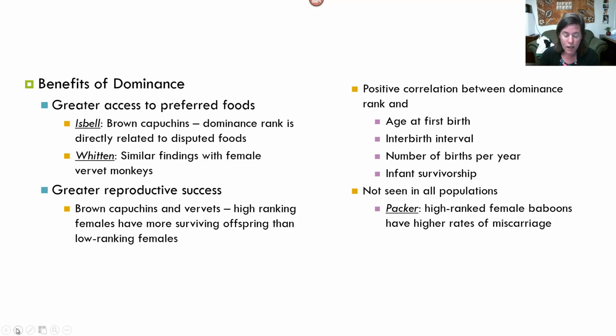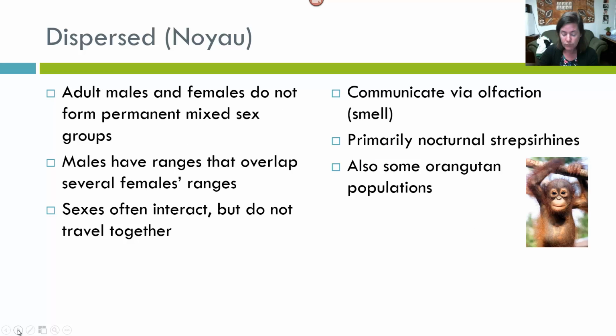Now, there are some populations where this relationship between dominance and reproductive parameters has not been observed. For example, Packer reported that high-ranking female baboons suffer higher rates of miscarriage than lower-ranking females, resulting in lower reproductive success for higher-ranking females. So there's some controversy, but in general there's a good relationship between dominance and reproductive success.